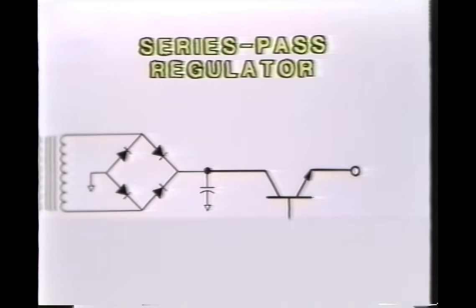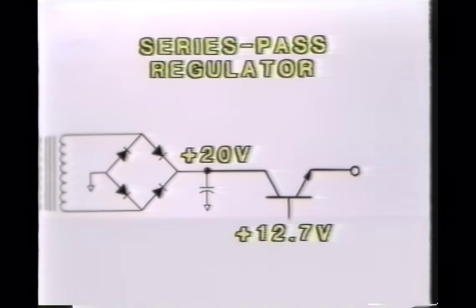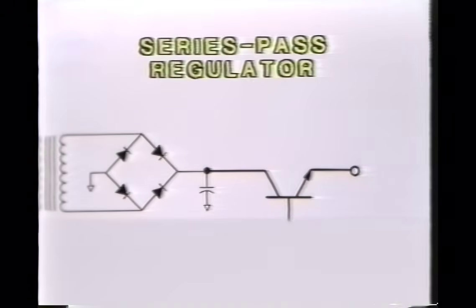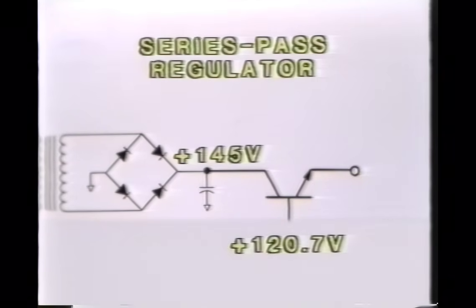This system is not limited to just a 5 volt power supply. We use the series pass regulator system for many different voltages. For instance, we might have a circuit where 20 volts was the input, and with 12.7 volts on the base, we would get exactly 12 volts as an output. In our monitor circuit, we have 145 volts as an input, and with 120.7 volts on the base of the series pass regulator transistor, the output remains at a constant 120 volts DC.